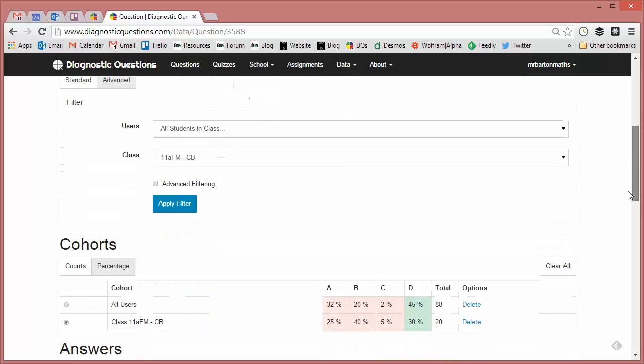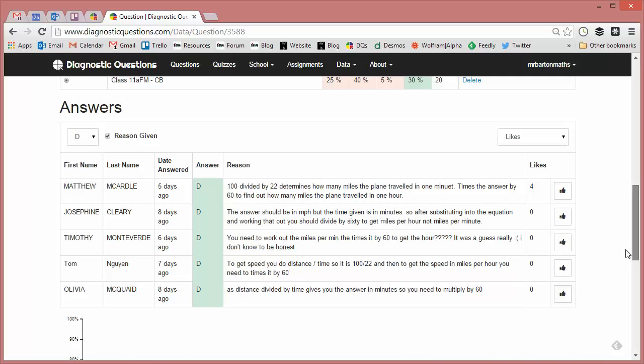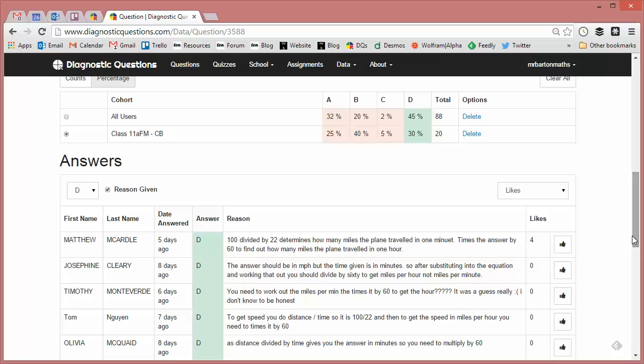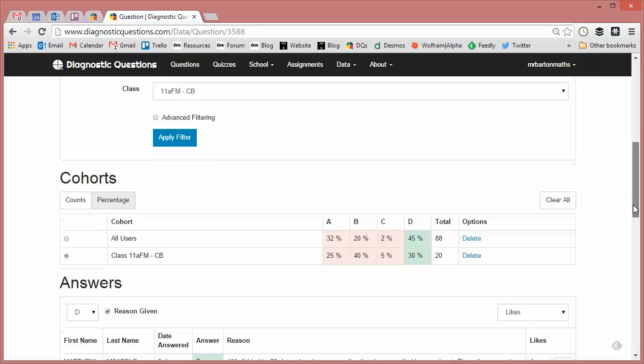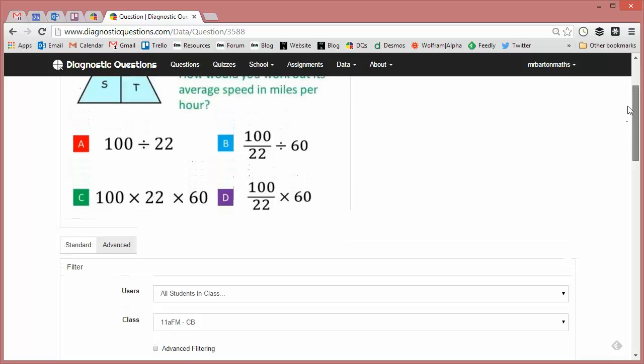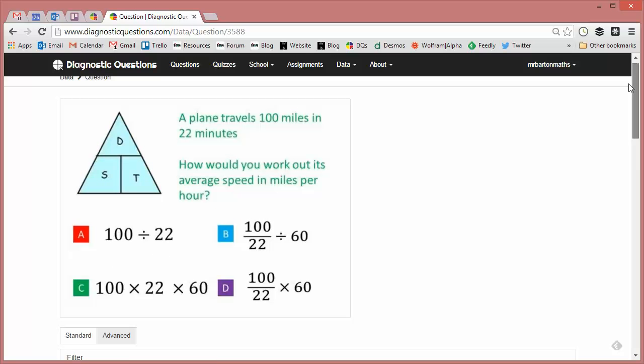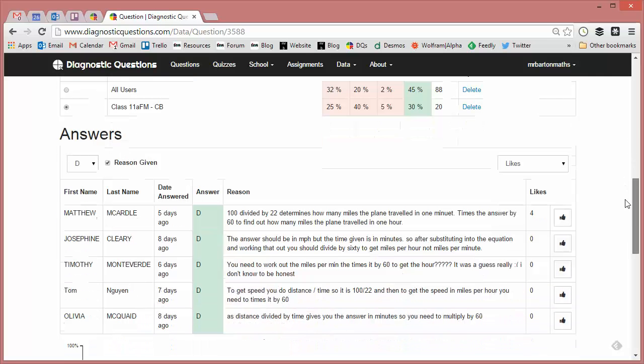But what I'm more interested in, I'm interested in how kids have got it right, but I'm more interested in how they've got it wrong. So let's have a look. A very common wrong answer here was answer B. So let's have a look at what answer B was. Answer B was doing distance divided by time, but then dividing by 60 to change to miles per hour. I wonder why my students did that.